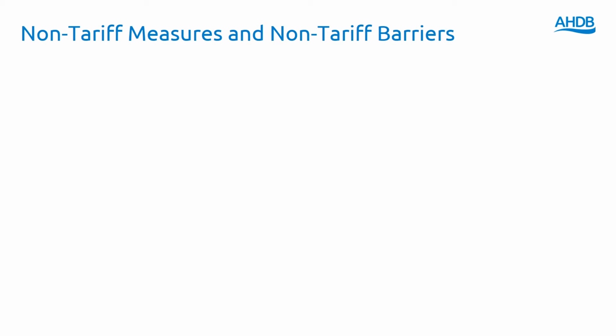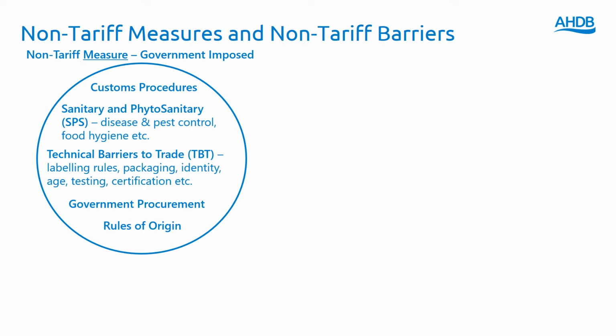So moving on from there to look at the third key category of trade barriers, and that's looking at non-tariff measures. And I'm just going to give some explanation of how non-tariff measures differ slightly from non-tariff barriers. Non-tariff measures are very much focused on government-imposed trade regulations on cross-border trade, and include issues around customs, and also issues such as sanitary and phytosanitary issues.